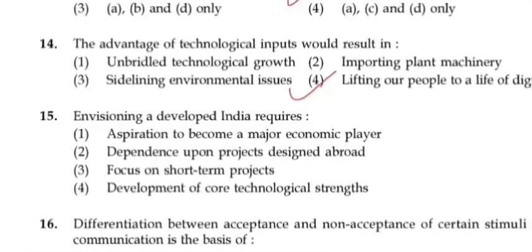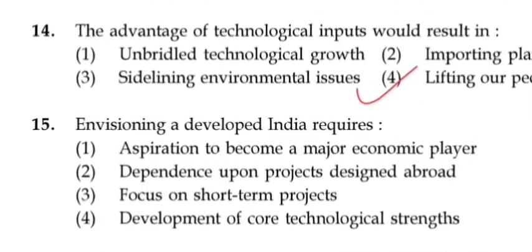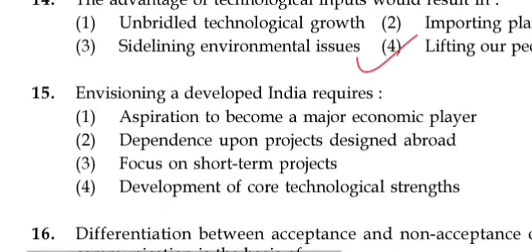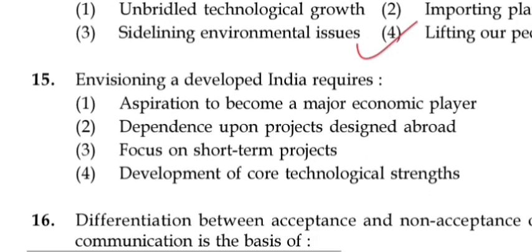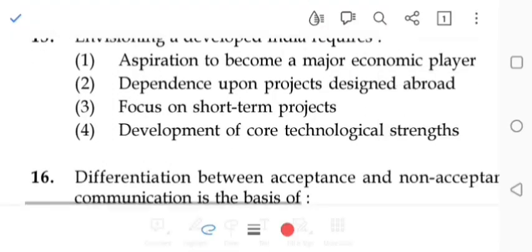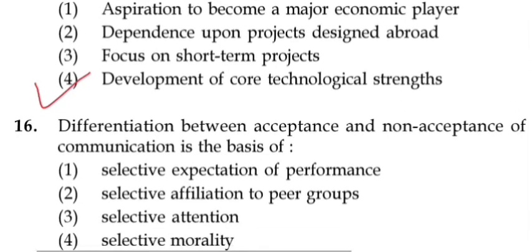Number 15. Envisioning a developed India requires what? Aspiration to become a major economic player, dependence upon projects designed abroad, focus on short-term projects, development of core technological strength. So the correct option will be number 4. That means envisioning a developed India requires development of core technological strength. That is true in pragmatic scenario also.